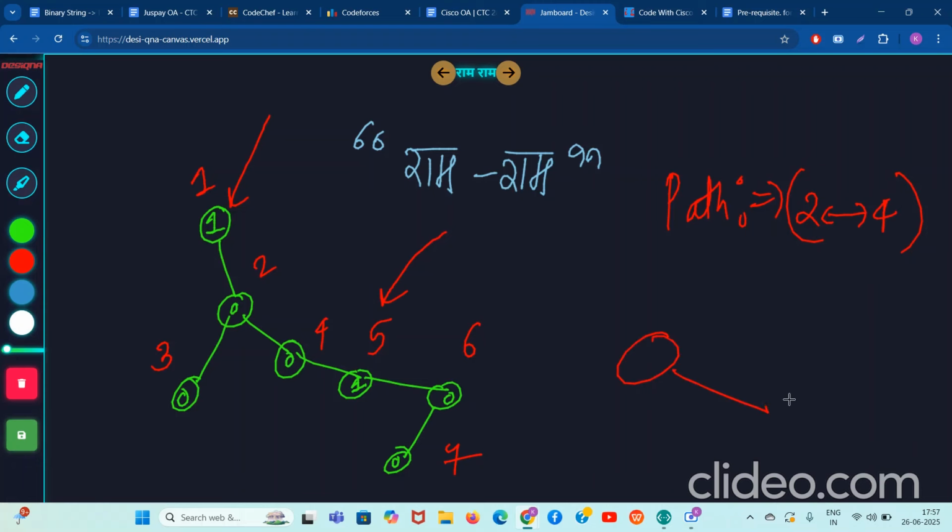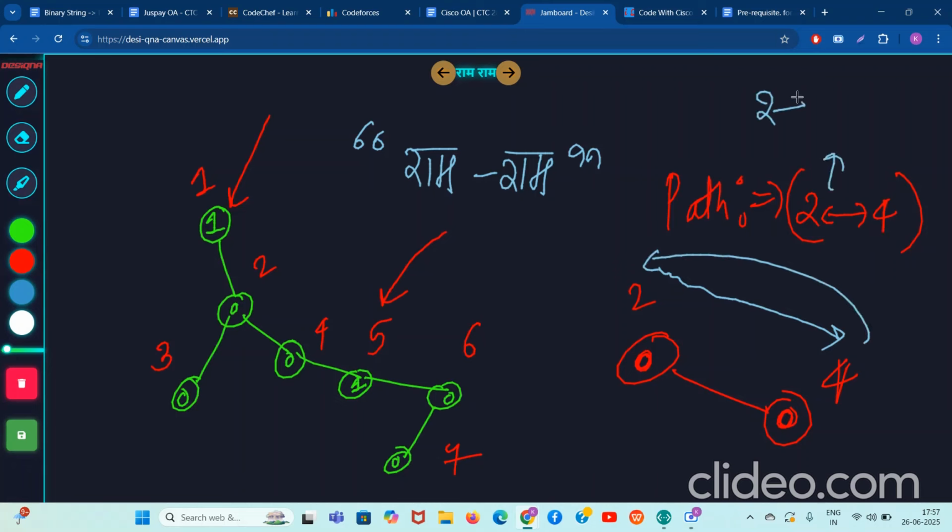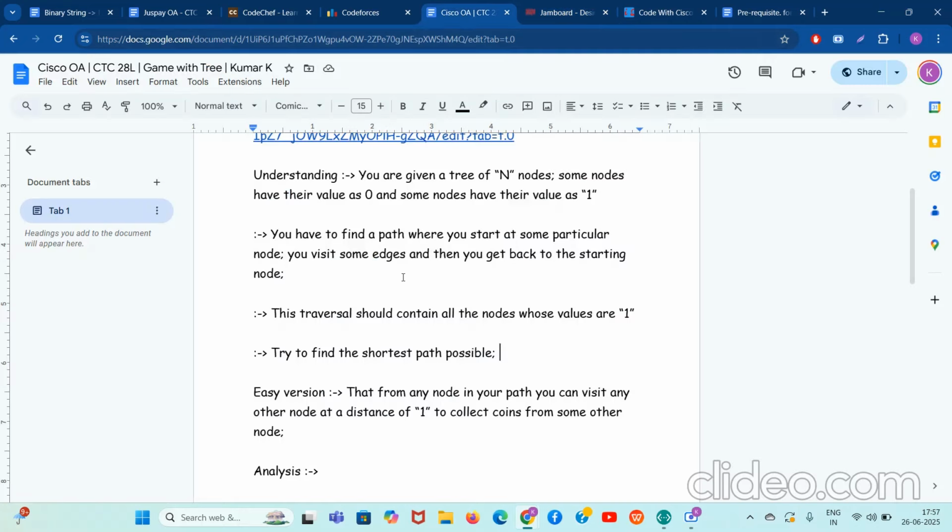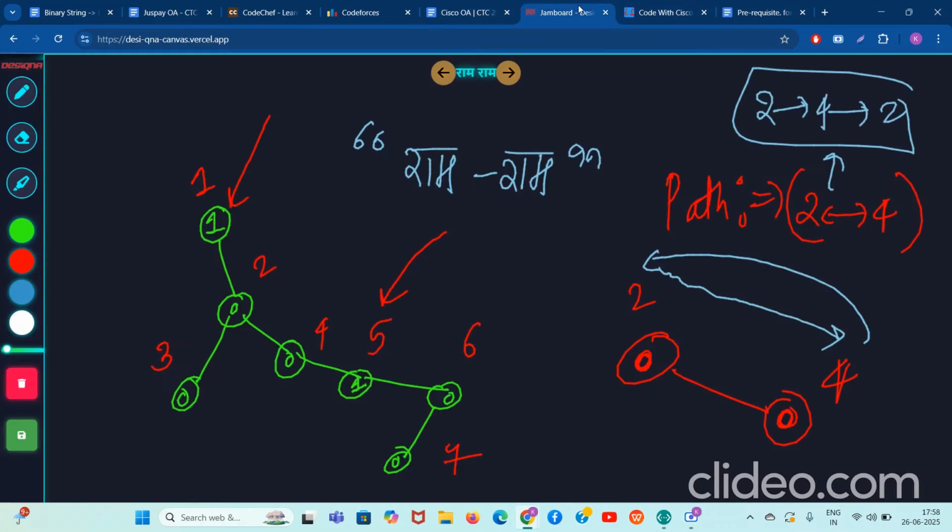Why? See, node 2 also has a value of 0, node 4 also has a value of 0. So I will travel from node 2 to node 4, and then again from node 4 to node 2. This will be the actual path, 2 to 4 and then 4 to 2, because it is written in the question that wherever you started traveling, you need to go back to the original node. So can you think and tell me why the path 2 to 4 and then 4 to 2 is a valid path? Well, I will tell you.